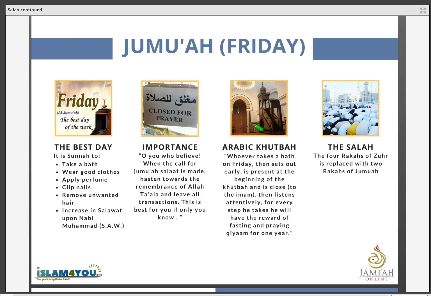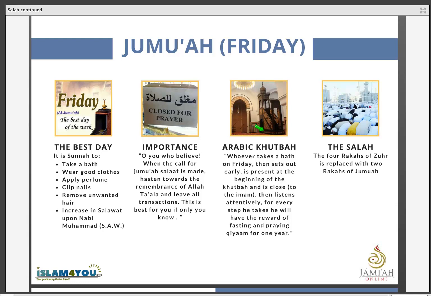Alright. So it would be required that whatever we are involved in, we leave it immediately and go for the Friday prayer. There, what is required is that we are there for the Arabic khutbah, the Arabic lecture. Here the Prophet Muhammad mentions regarding the importance that whoever takes a bath on Friday then sets out early, is present at the beginning of the khutbah and is close to the Imam, then listens attentively, he will get the reward of fasting and praying for one entire year.